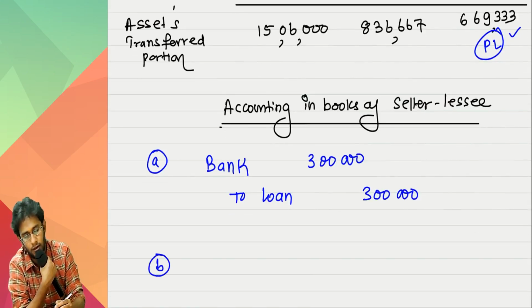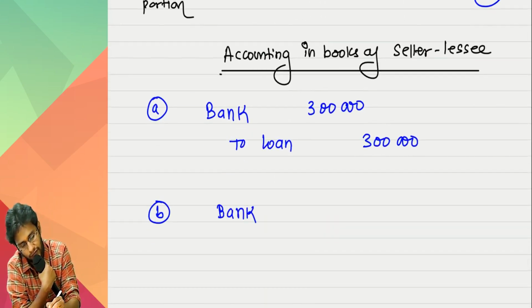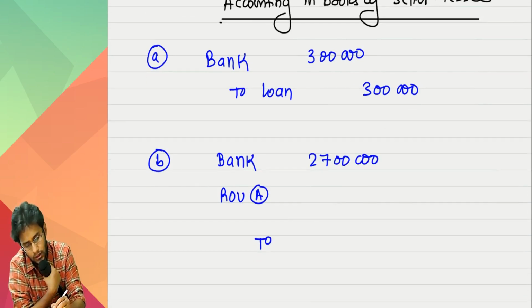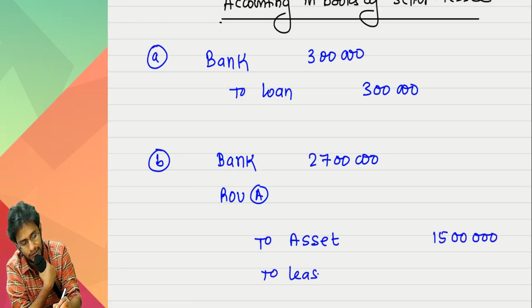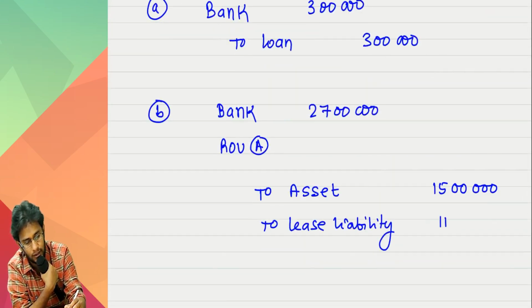Now you start the 27 lakhs drama. How much money did you receive for sale of asset? 27 lakhs. You have to recognize a ROU asset. Two, you have to derecognize the asset from your books, only at carrying amount. I am a lessee now, so I have to recognize a lease liability. Lease liability I have to recognize at 11,94,000.